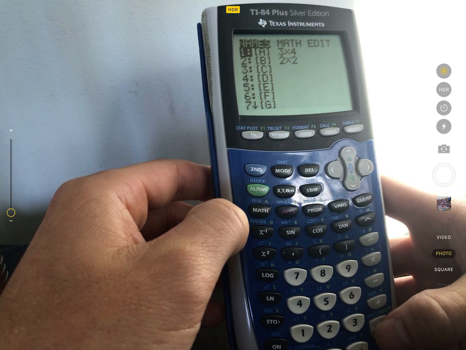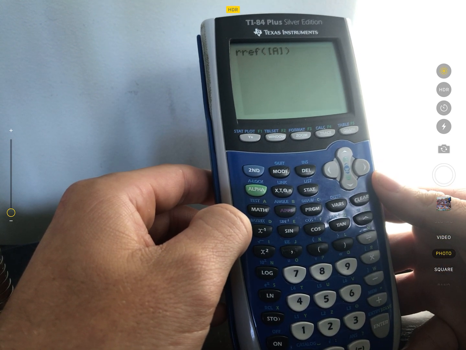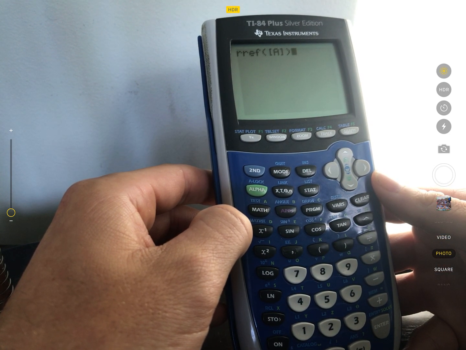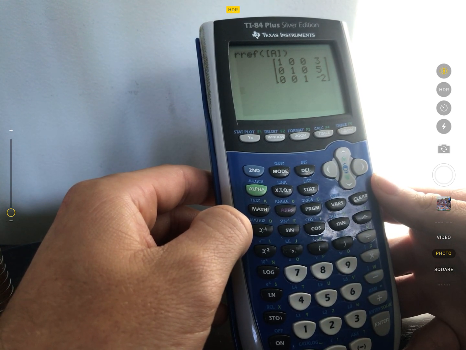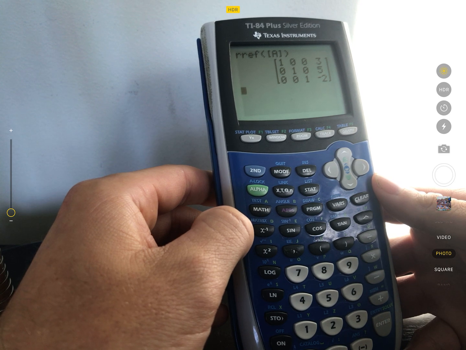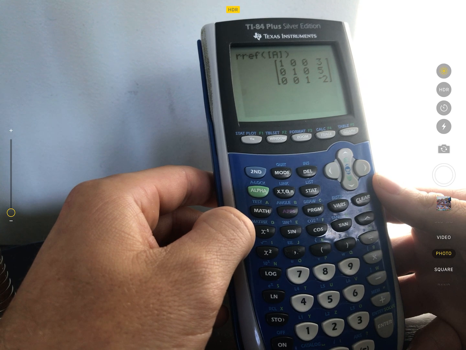I go to this, right away I was using matrix A, I hit enter. So I close the parentheses. What this is saying now is do reduced row echelon form on matrix A. Enter. Boom, there it is. Right? So that is our answer matrix.